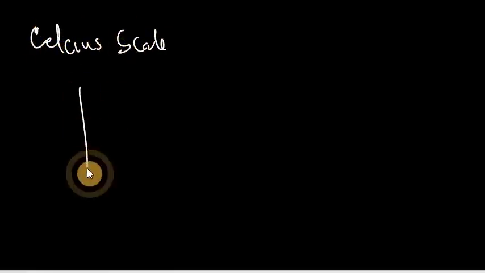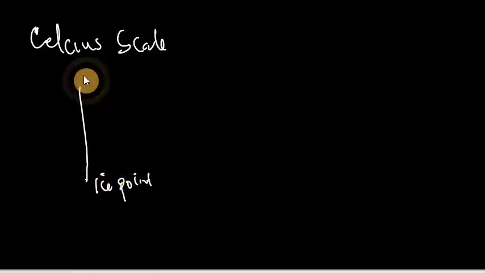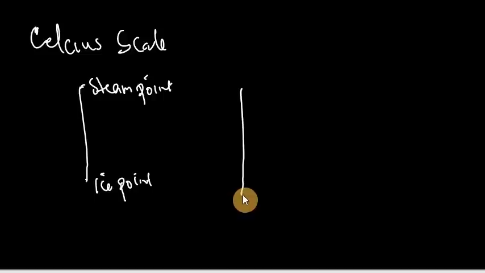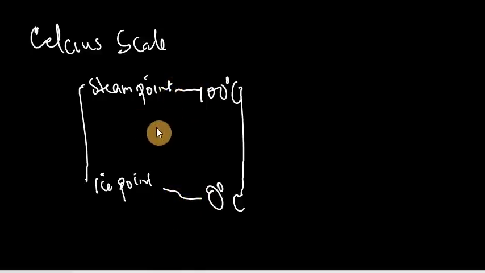So let us define the lower fixed point of a temperature scale and the upper fixed point. For the Celsius scale, we have this as the lowest point, and this is the steam point. So for the Celsius scale, we have 0 degrees Celsius and 100 degrees Celsius. This corresponds to the lowest point, and this corresponds to the steam point.